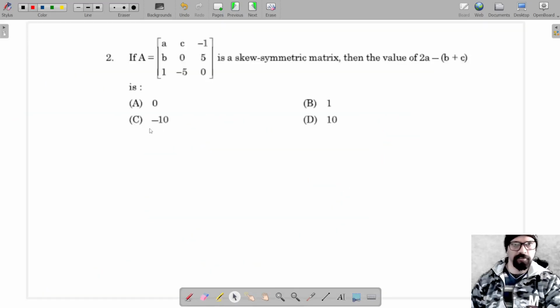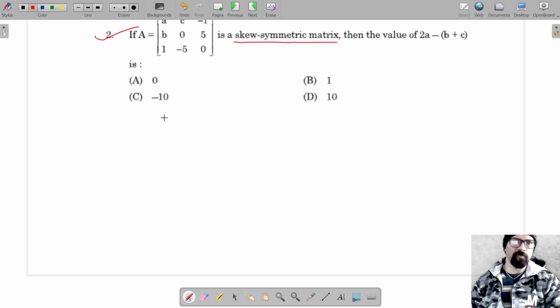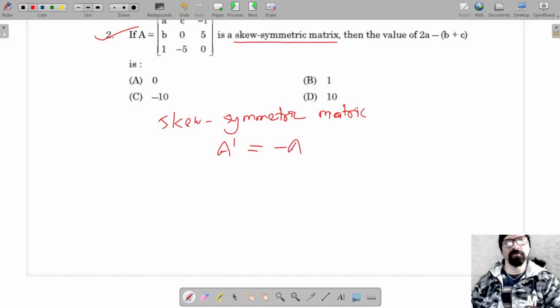For question number 2, it's given that A is a square matrix of order 3 and is a skew symmetric matrix, then find the value of 2A. Now, what is a skew symmetric matrix? Any square matrix of any order is said to be a skew symmetric matrix when the transpose of the matrix is equal to its negative.